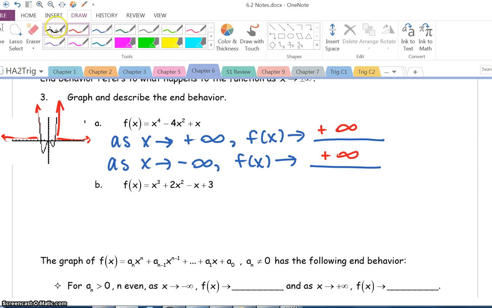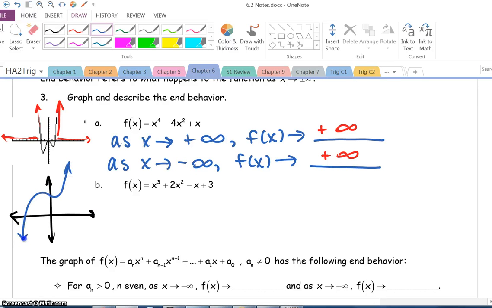Alright, just to save some time, I want you to pause the video, take a second, and type this second one into your calculator. Alright, welcome back. You should have had a graph that looked something like this. Maybe not perfect, but something along those lines.